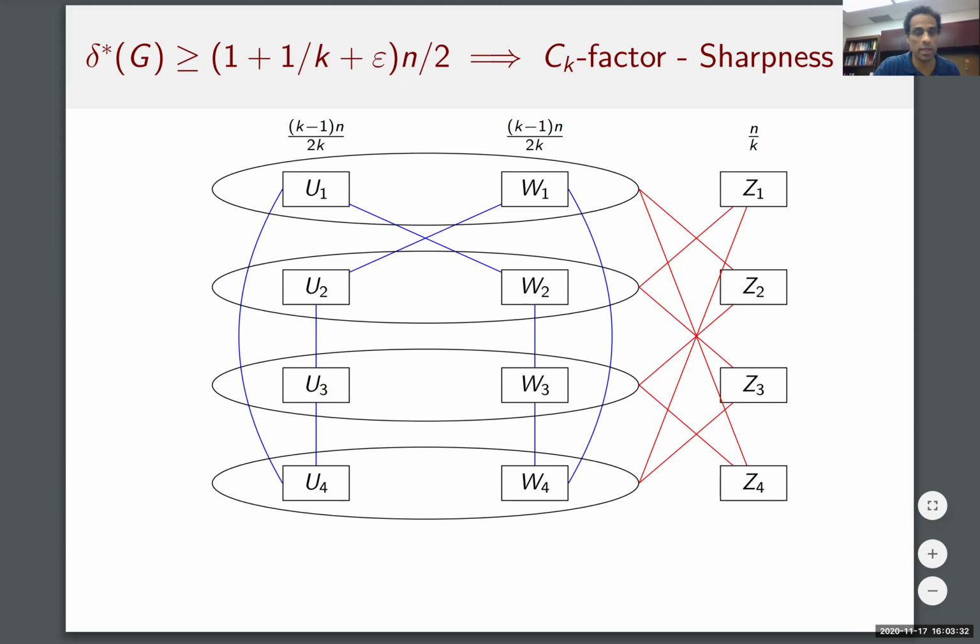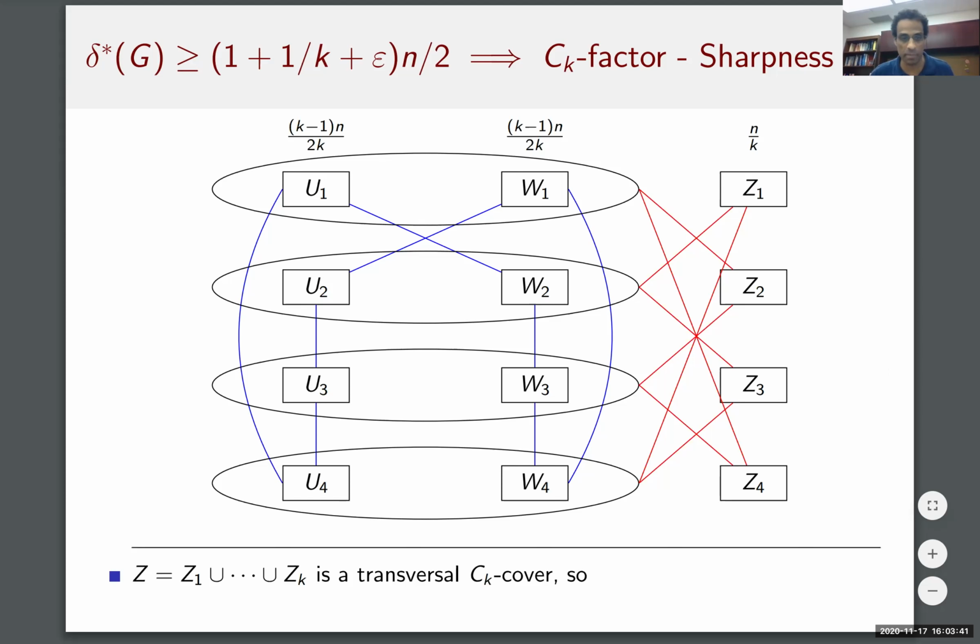And one half will be the U_i, and the other half will be W_i. And so the logic here is, why are we getting a sharpness example? Well, as I said, there are no transversal C4s here, or C_k's when you generalize this to larger cycles. And so if I union all the Z parts, I get a transversal C_k cover.